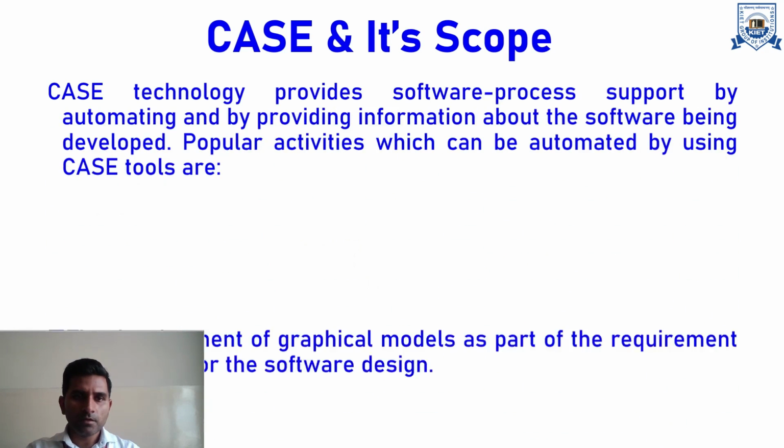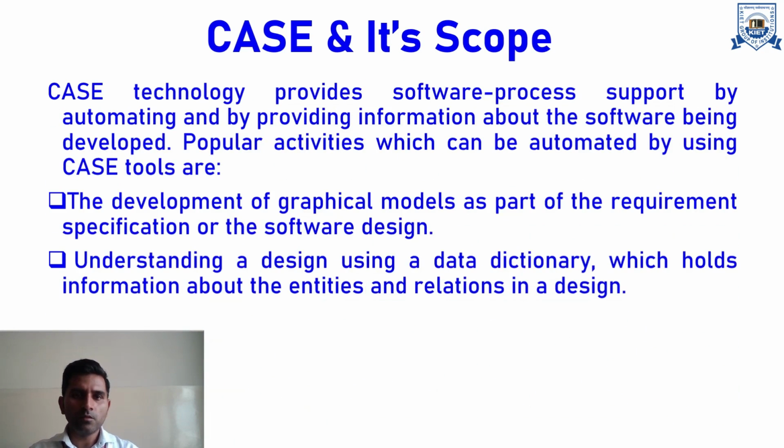Now let us have a discussion on CASE and its scope. CASE technology provides software process support by automating and providing information about the software being developed. So popular activities which can be automated by using CASE tools are development of graphical models as part of the requirement specification or the software design. So for the software specification and design phase, we can use automated tools from a graphical point of view.